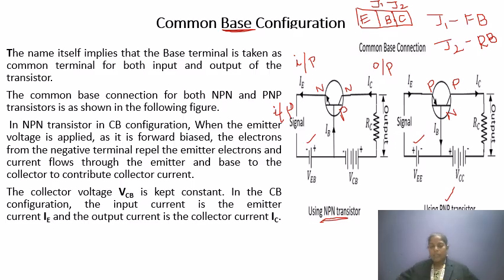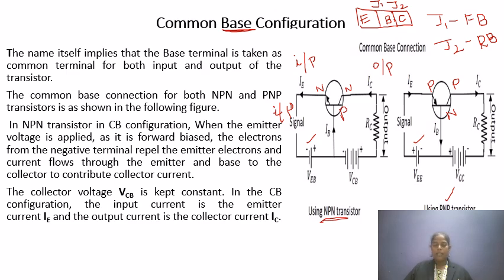So this is the basic working mechanism for the common base. Always, junction J1 is in the forward bias. That is the input. The input acts as junction 1, J1. The output acts as junction J2, and it is in the reverse bias. Clear? So when the emitter voltage is applied, it acts as a forward bias. The electrons from the negative terminal repel the emitter electrons and current flows through the emitter base to the collector to contribute to the collector current.